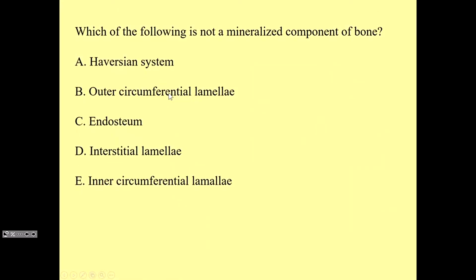Okay, so there we go for the first hour's lecture. So here's our question. Practice question: which of the following is not a mineralized component of bone? Not a mineralized, being the operative word, component of bone. So, is the Haversian system mineralized? How about the outer circumferential lamellae, the endosteum, the interstitial lamellae, or the inner circumferential lamellae? Do you think you know the answer? Okay, endosteum is, remember, those mesenchymal fibroblastic-like cells.